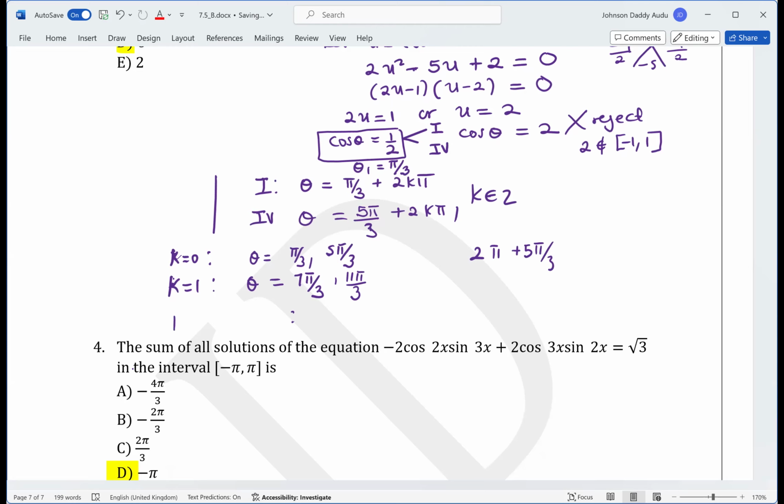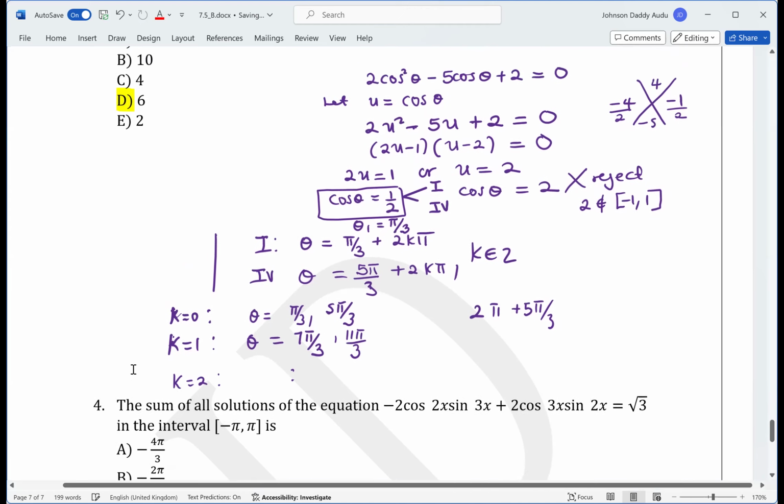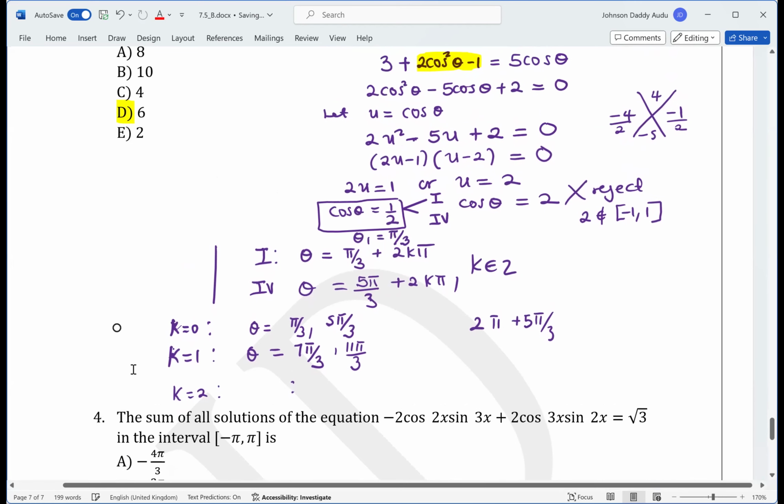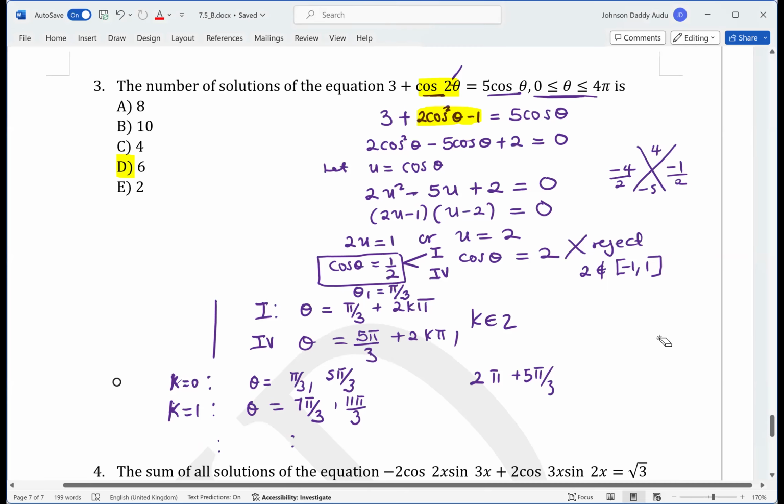Okay. Now, we can try also when k is 2. If k is 2, is it still going to happen? This will be 4 pi. Okay. And we don't want to exceed what? We cannot exceed k equal to 2. So let's see. So here we have only 4. All right, so I think here we have only 4 solutions, not 6.